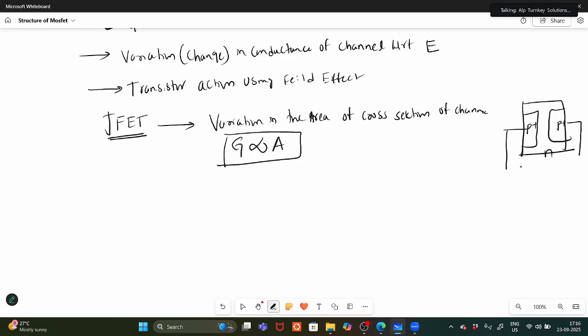Okay, the channel is already there, and you are applying some gate voltage so that the depletion layer varies. If the depletion layers touch each other, there is no movement of electrons from source to drain. The analogy for the operation of a JFET is a tap.